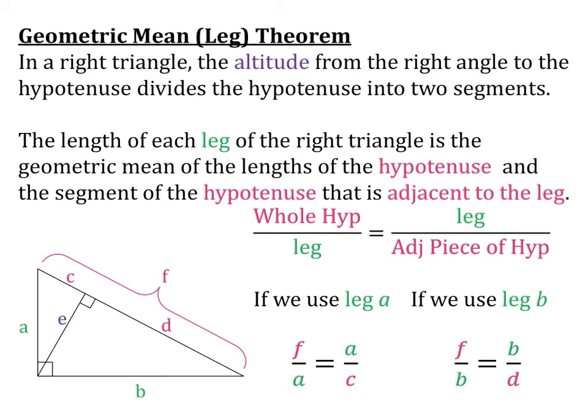And then if we use leg B, again, the proportion starts with the whole hypotenuse length, in this case labeled F, divided by the leg you're considering, which in this case is leg B, the longer leg of the original right triangle, equal to that same leg divided by just the small piece of the hypotenuse that's immediately adjacent to the leg you're considering.